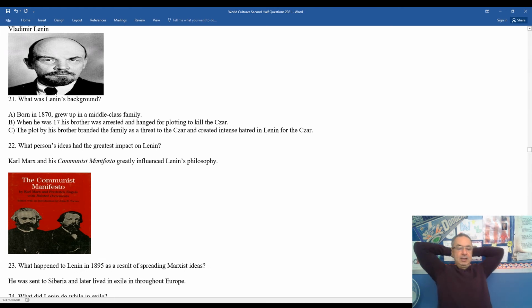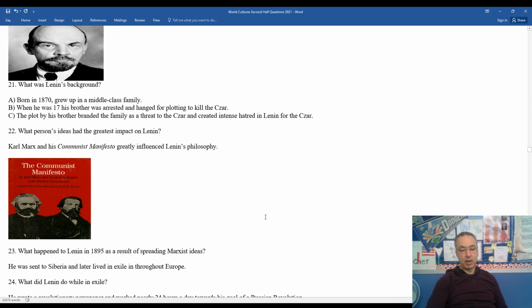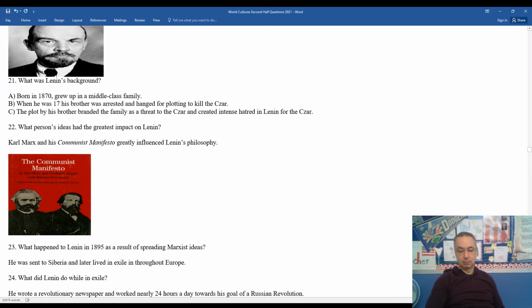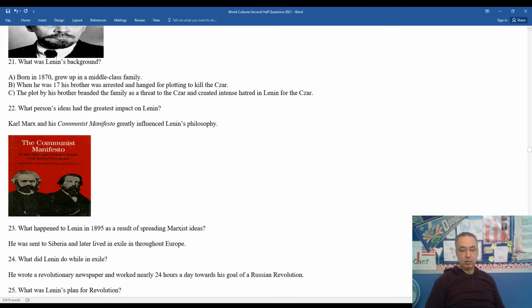23, what happened to Lenin in 1895 as a result of spreading Marxist ideas? He's basically exiled to Siberia and then pushed out of Russia entirely and had to live throughout Europe for a period of time. What did Lenin do while in exile? He wrote a revolutionary newspaper, and he's working basically 24 hours a day towards his goal of a Russian revolution.